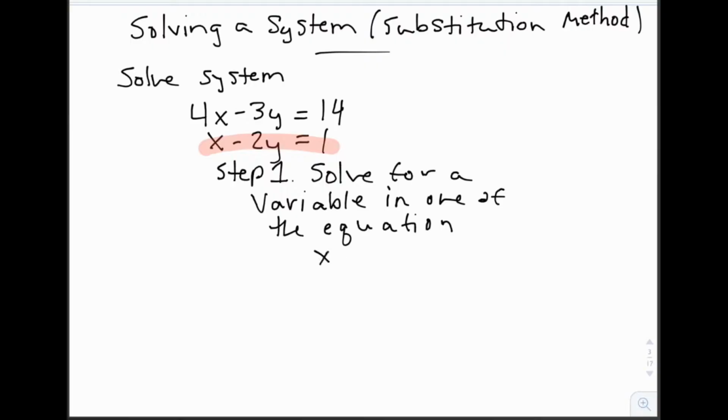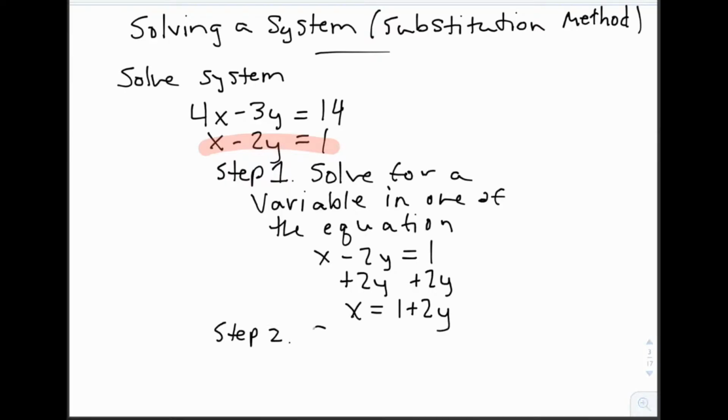So x minus 2y is equal to 1. We can go ahead and solve for x just by adding 2y over to our right hand side. So this will give us x is equal to 1 plus 2y. And now we can go ahead and perform step 2. Step 2, what we want to do is take what we just solved for and substitute it back into our other equation.